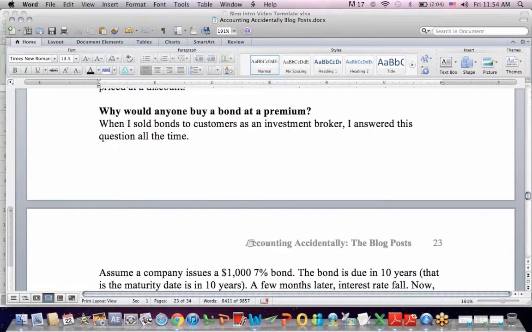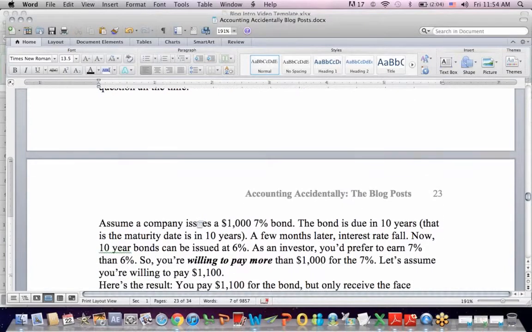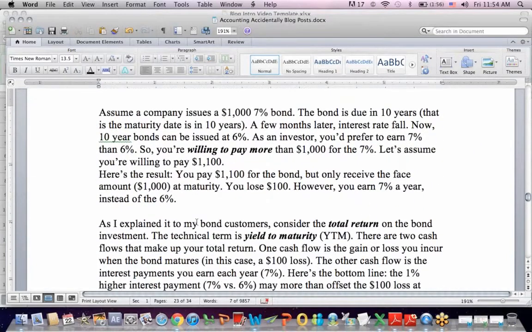The question that I used to have to answer all the time: why would anyone buy a bond at a premium? Why would they pay more than the face amount? And the best way to answer it is through an example. Let's say that we issue a $1,000 7% bond, and it's due in 10 years, 10-year maturity date. And a few months later, interest rates fall. Now, issuers are issuing 10-year bonds at 6%.